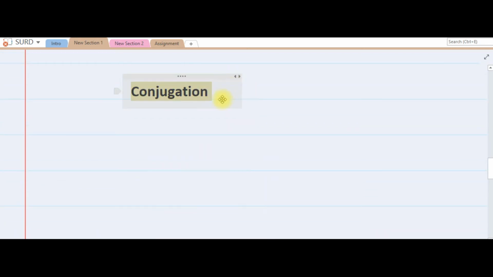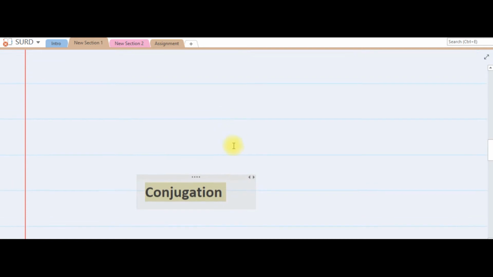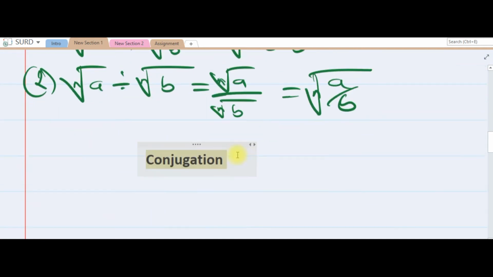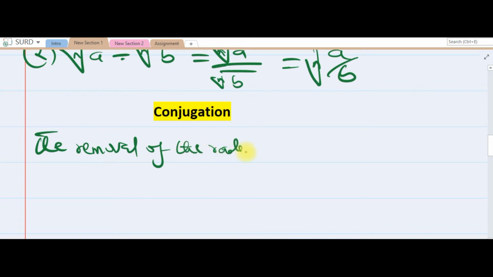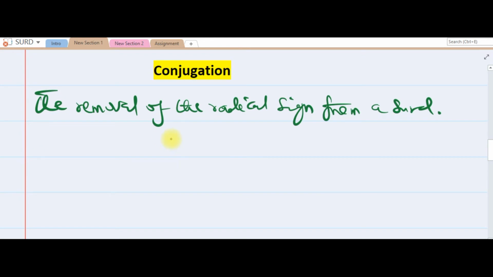Conjugation is just the removal of the radical sign from a surd. The removal of the radical sign from a surd is called conjugation. And how do you remove the radical sign? We now go over to what we call the conjugate of a surd.